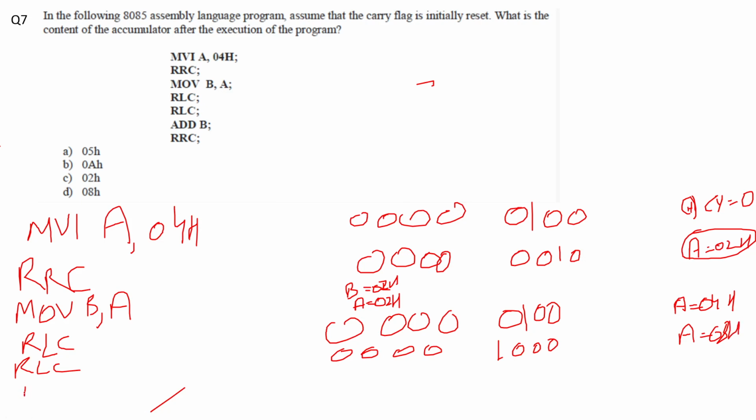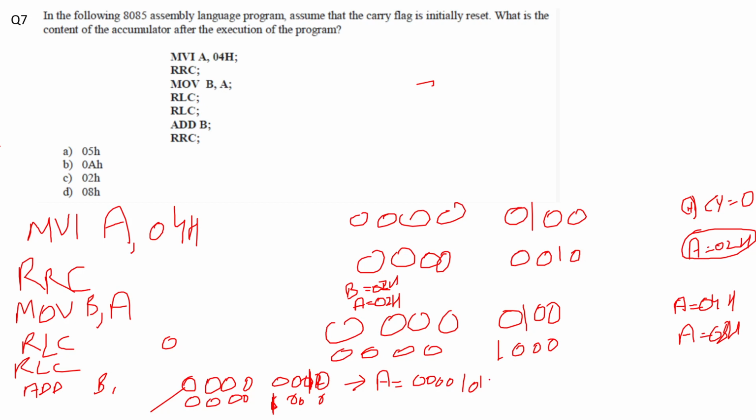Now what is the operation? Operation is ADD B. So ADD B means adding contents of B to accumulator. So B was 02, that is 0 0 0 0 0 0 1 0, and A is 0 0 0 0 1 0 0 0. So 8 plus 2 is simply 10. So you can just simply write A is equal to 0 0 0 0 1 0 1 0. So A is 0A hex.